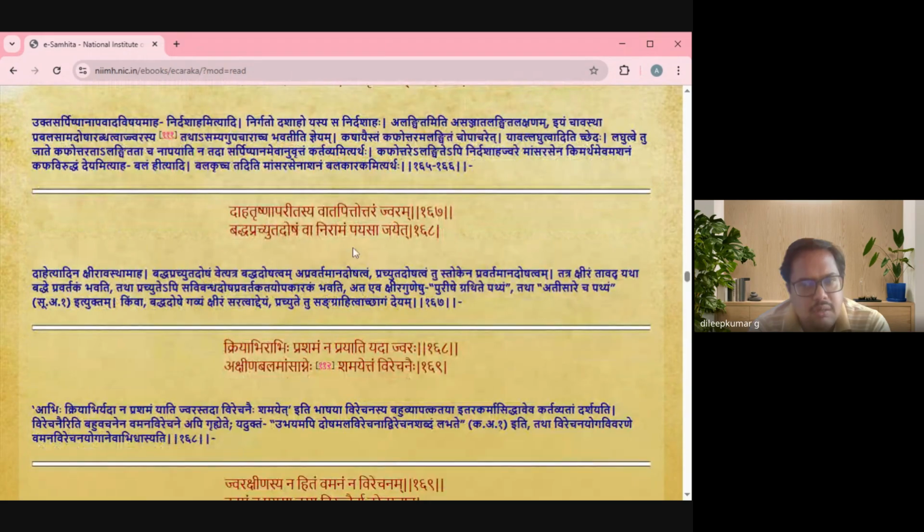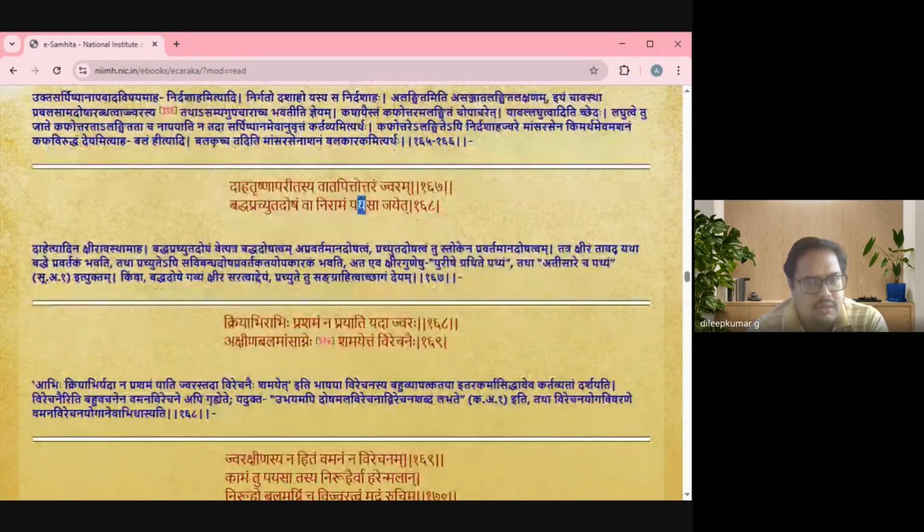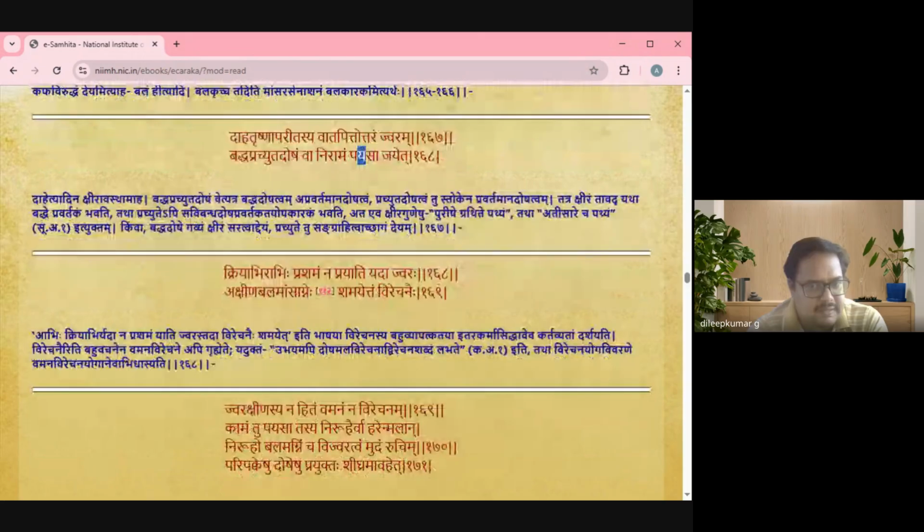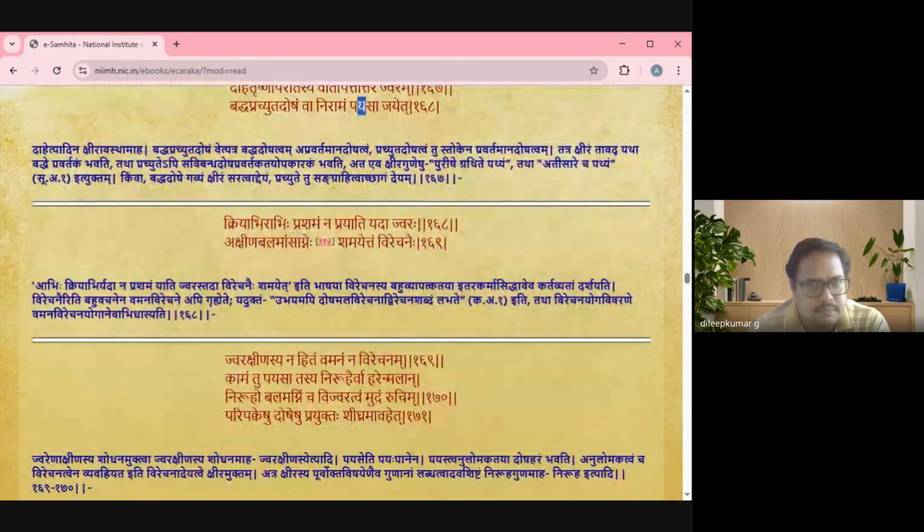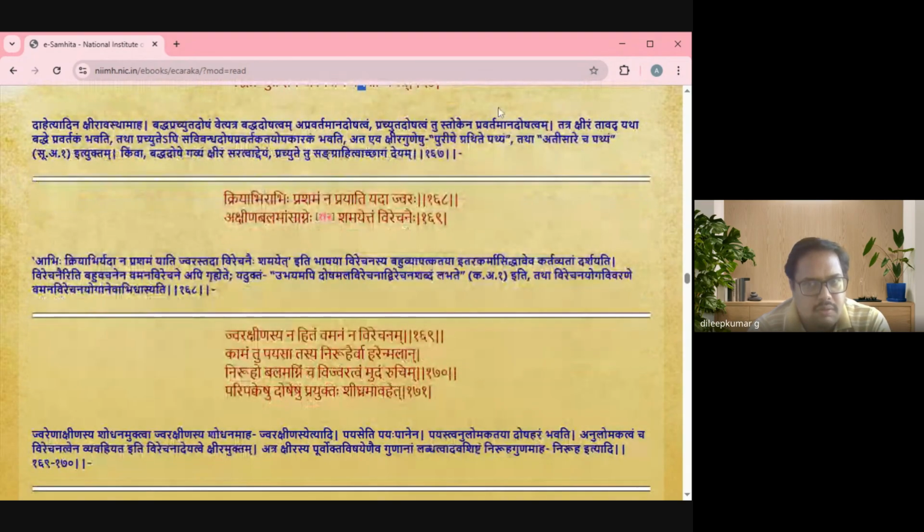Next, when Payasa or Kshira should be given in Jvara: when daha and trishna are at a high level, trishna paritasya, Vata Pittottara Jvara, when there is baddha koshta or prachita koshta, constipation or loose stool, you should give Payas. That is milk. Milk is the treatment for this condition. If all the above conditions are done but still Jvara is not reducing, then go for Virechana.